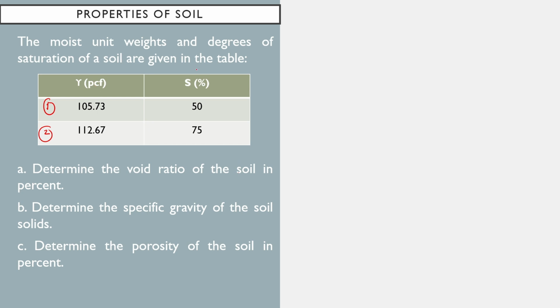Ayan. So, una, yung letter A, void ratio ng soil natin. So, void ratio or ito yung e natin. Ayan, so yung gagamitin natin na formula, pwede natin gamitin yung gamma sub m is equal to yung specific gravity plus yung specific gravity times yung water content divided by 1 plus e, and then i-times natin sa unit weight ng water.